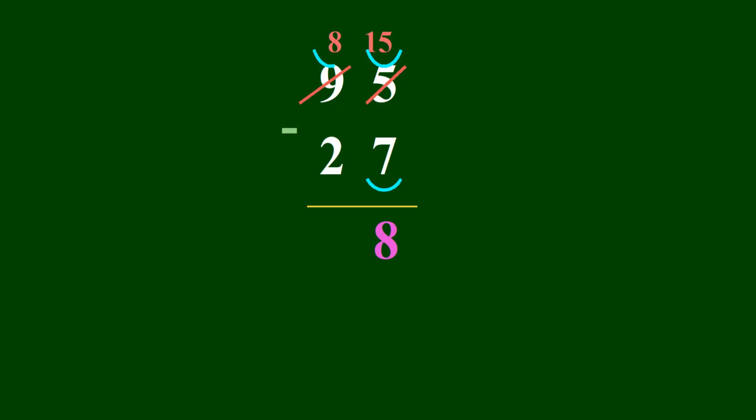Write 8 in the ones place. Then go to the tens column. 8 minus 2 equals 6. Write 6 in the tens place. So 95 minus 27 equals 68. And this is our final answer to this problem.